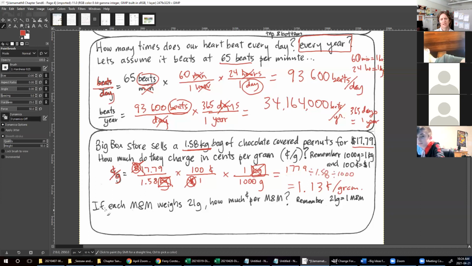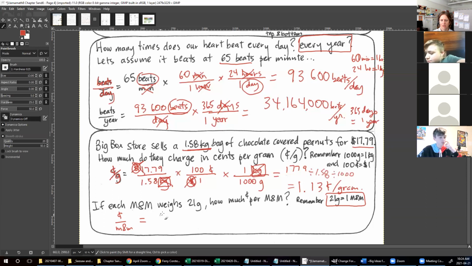So the second part of the question is, and I did this actually as an experiment, and I feel terrible because I just ate 1.58 kilograms of chocolate covered peanuts. If each M&M weighs 21 grams, how much cents per M&M? So I'm going to make a comparison. I'm going to say one M&M is the same thing as 21 grams. And I'm probably going to use this as my fraction that I'm going to multiply by. So what do I want first? I want cents per M&M.